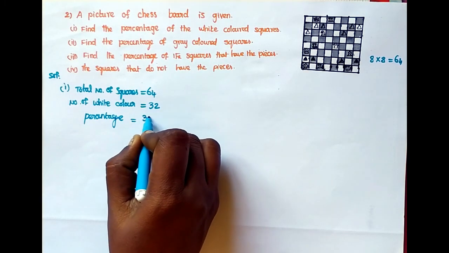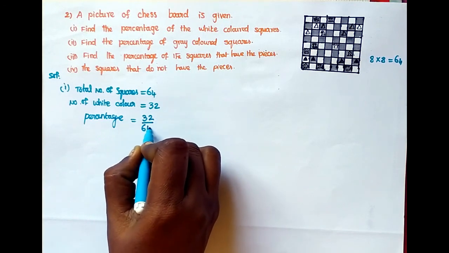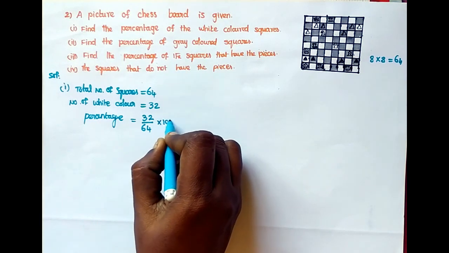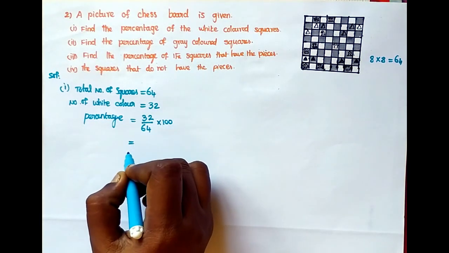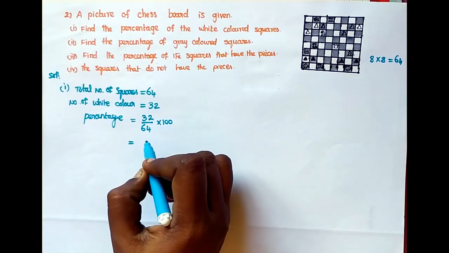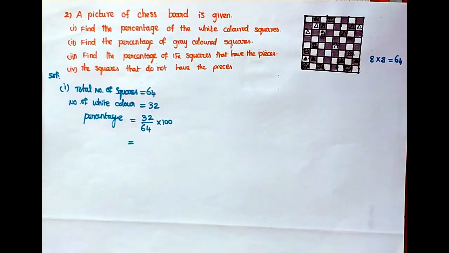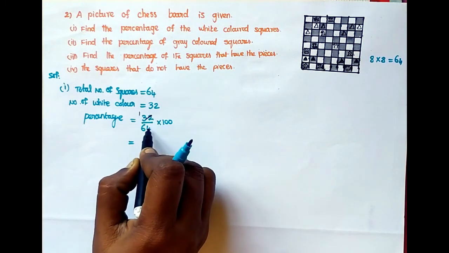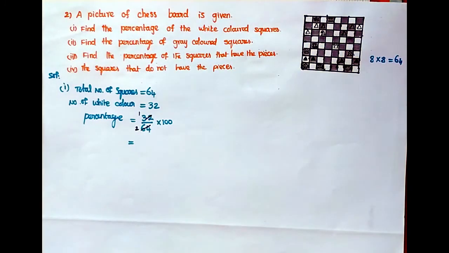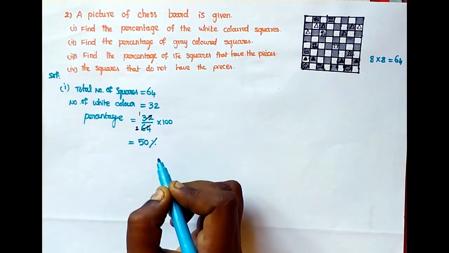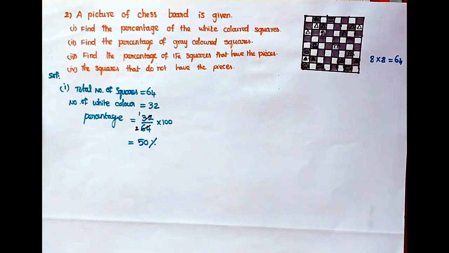Listen, 32 out of 64. Fraction into 100 means we get the percentage. So how much? 32 1s are 32, 32 2s are 64. So 100 divided by 2, that is 50. So percentage is 50.